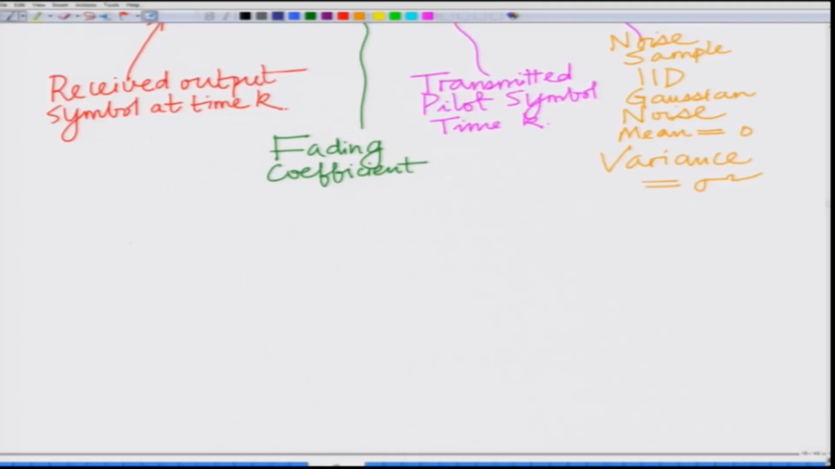Now let us consider the transmission of N pilot symbols, similar to before, and then we will modify this model for the sequential estimation scenario. This part is similar to before. Consider the transmission of N pilot symbols.